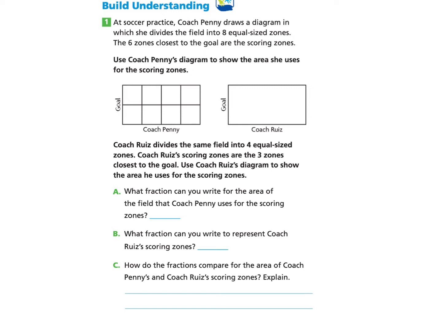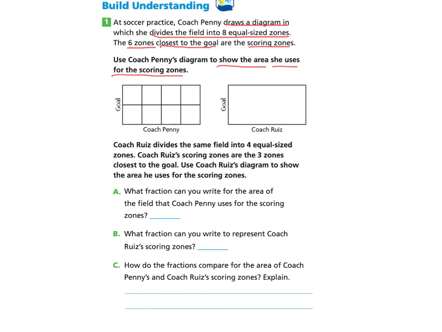At soccer practice, Coach Penny draws a diagram in which she divides the field into 8 equal-sized zones. The 6 zones closest to the goal are the scoring zones. Use Coach Penny's diagram to show the area she uses for the scoring zones.